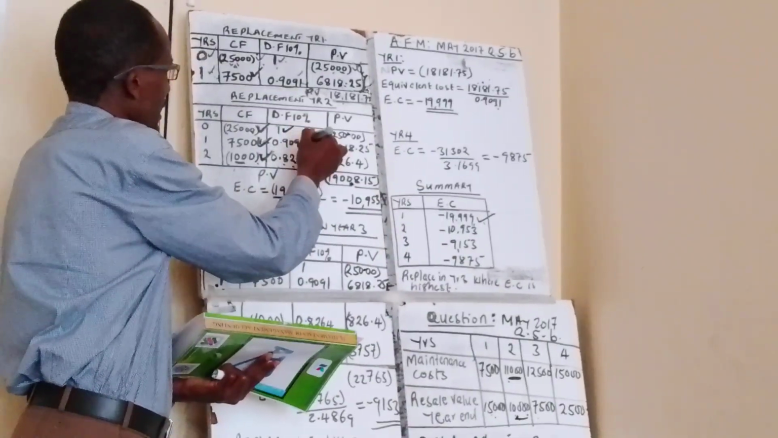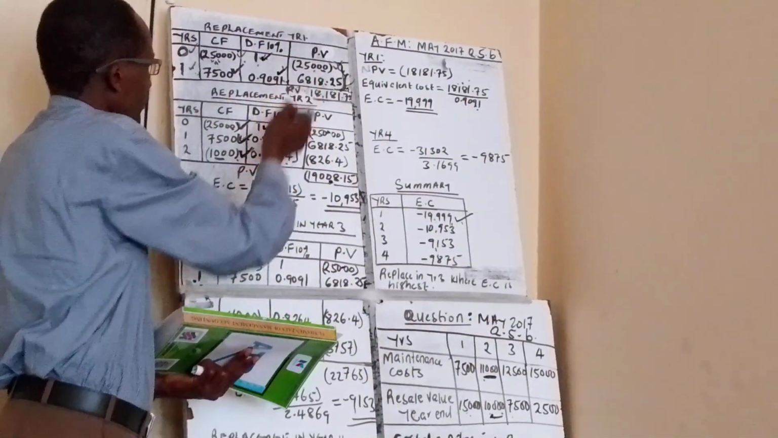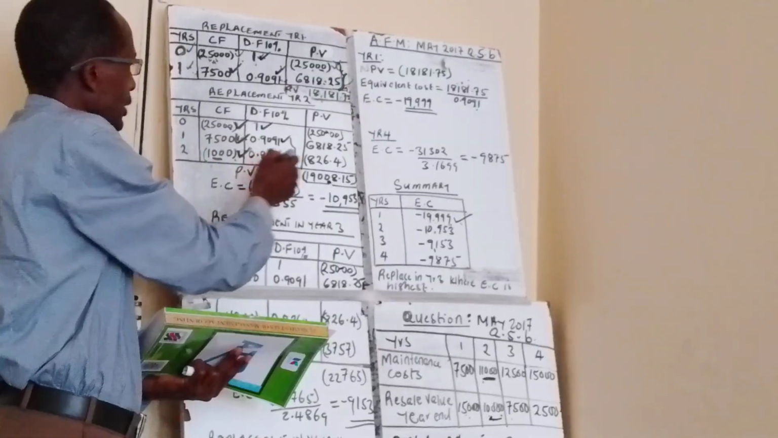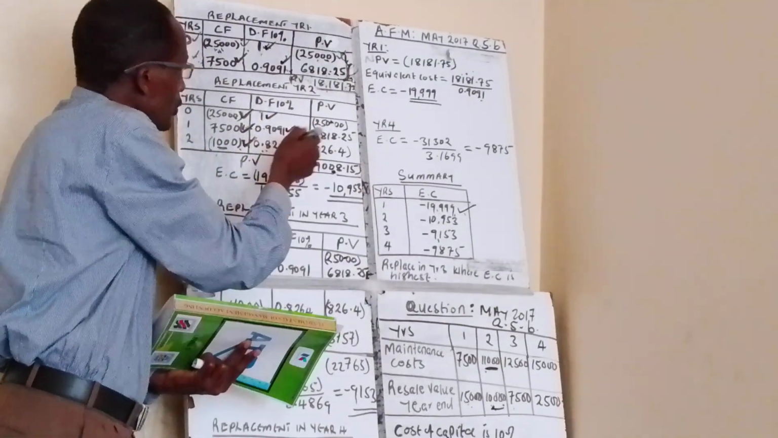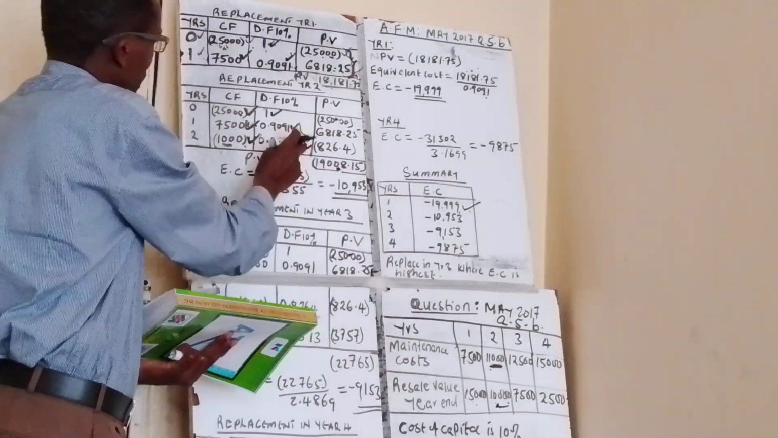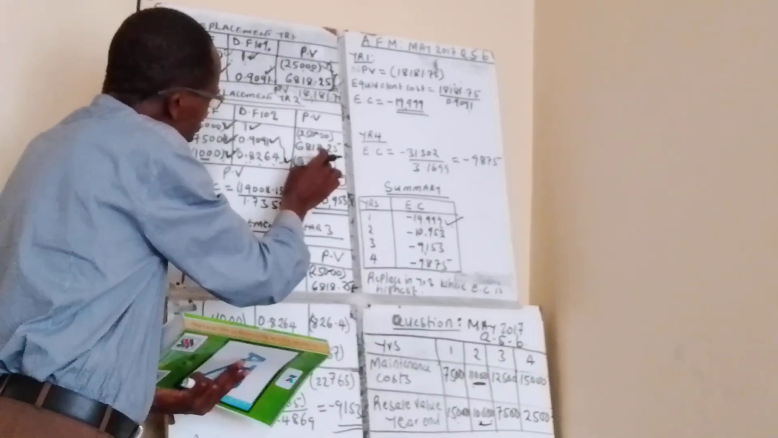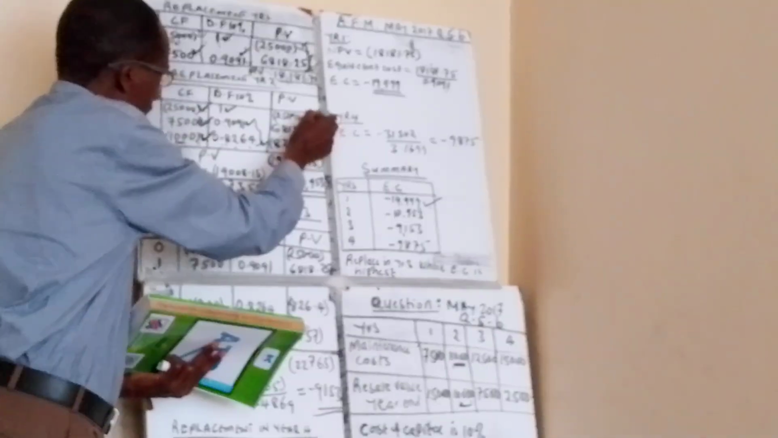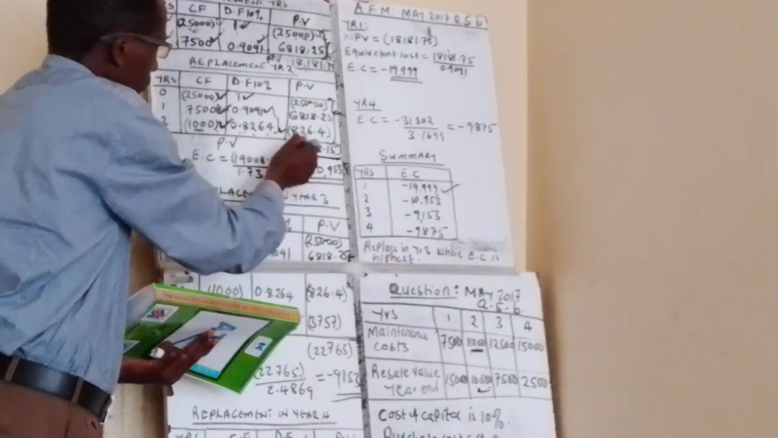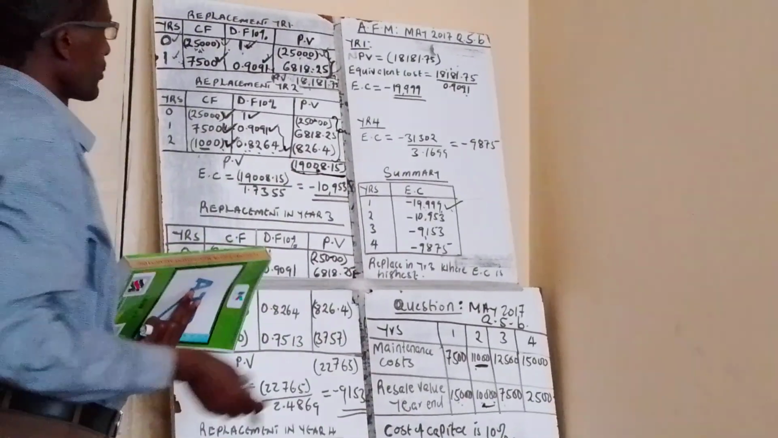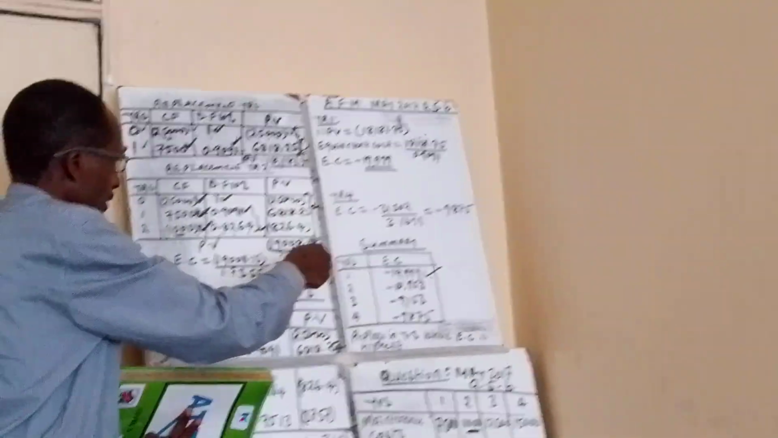Read from the table, this and this is the same from above here. So just read 10% and year two, you get 0.8264. Multiply this by that, you get negative 826.4. Summation of this gives you 19,008.15. That is your present value.